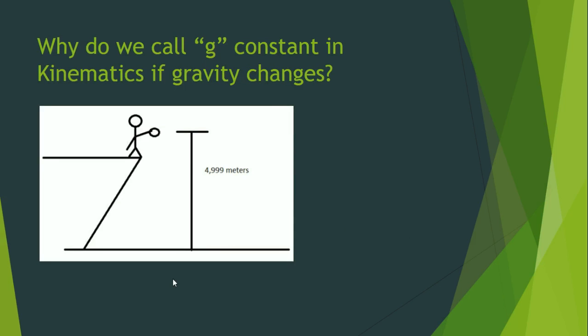So now that we know gravity changes with the distance, why do we call g constant in kinematics if gravity changes? So let's imagine that we're dropping a ball off a 4,999 meter cliff, sorry. And so let's just say we're dropping off a ball. It's almost 5 kilometers, so still pretty far out.